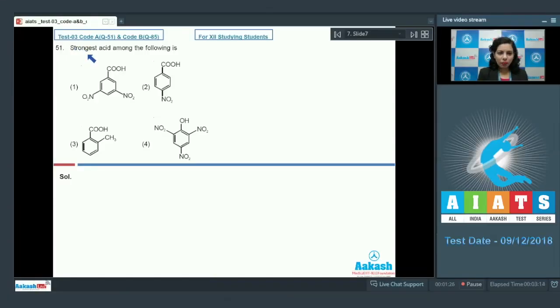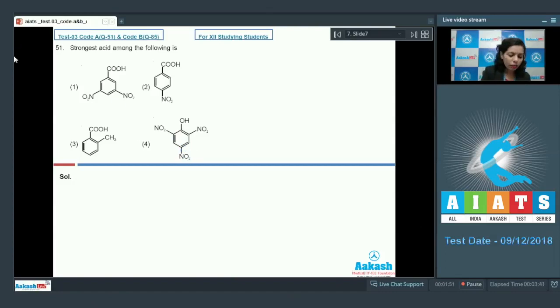Question number 51. Strongest acid among the following is. In this question, we have 4 options given here, and in all these options, you will identify that acidic substances are given. Options 1, 2, and 3 consist of carboxylic acid derivatives, while option 4 is 2,4,6-trinitrophenol, that is picric acid, and that is also acidic in nature.